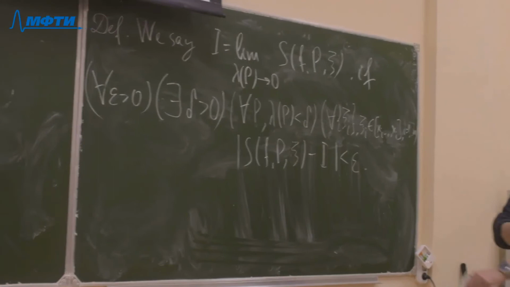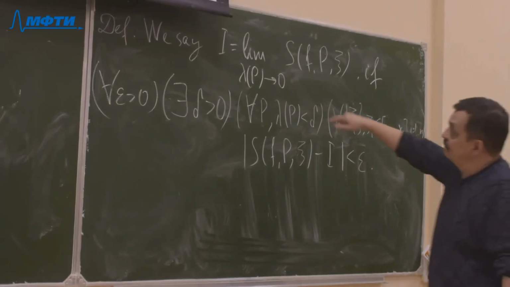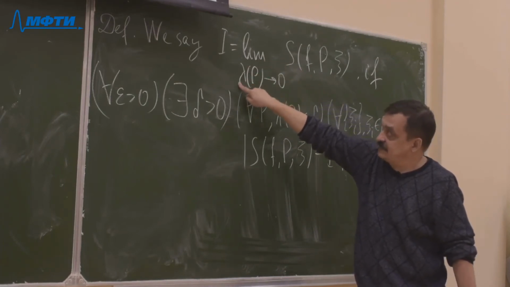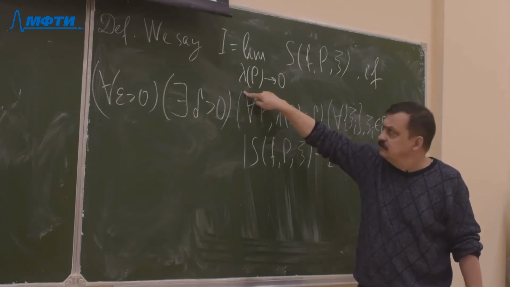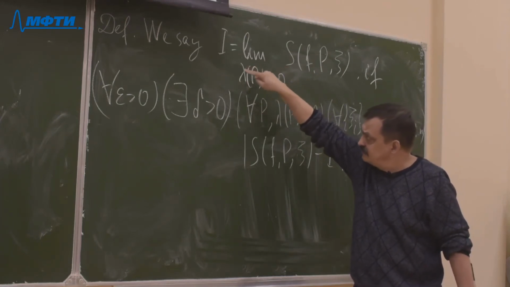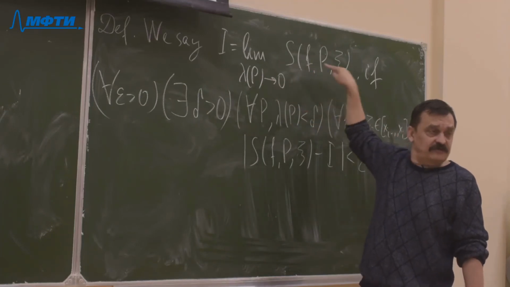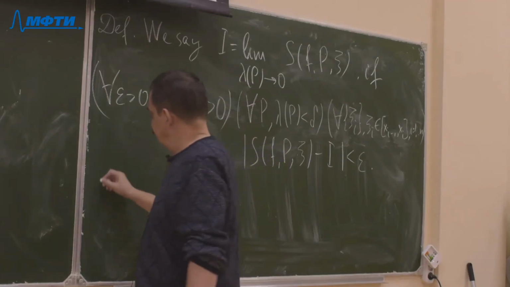So that is what we understand under this expression. Limit as, and we read it as usual: limit as norm of partition P tends to 0 of the integral sum. And now, next definition.